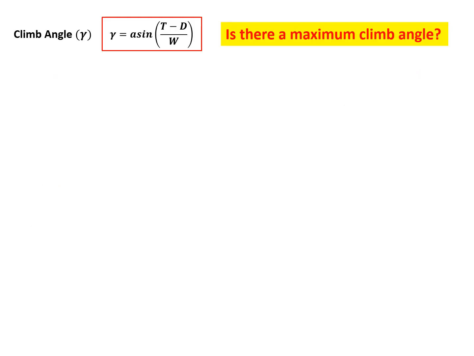We've already derived the climb angle. It can be calculated as arc sine of (T minus D) divided by the weight W. Then we have a question: is there a maximum climb angle? It all comes back to the equation (T minus D) divided by W. We know that during the climb phase, although there is fuel consumption, the weight is nearly constant. So if we have a maximum T minus D, the excess thrust, then there is a maximum climb angle.